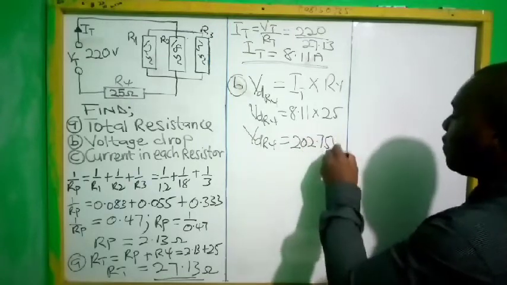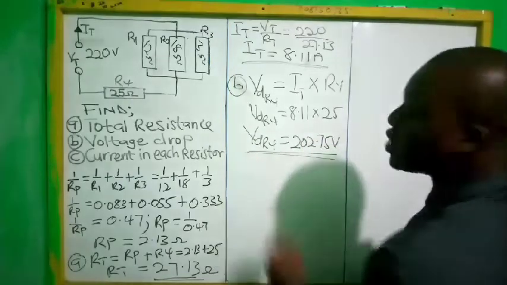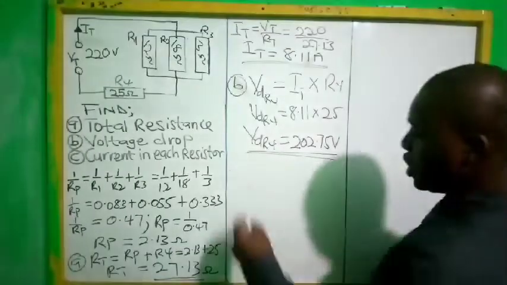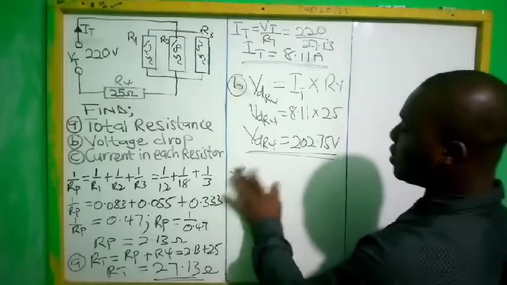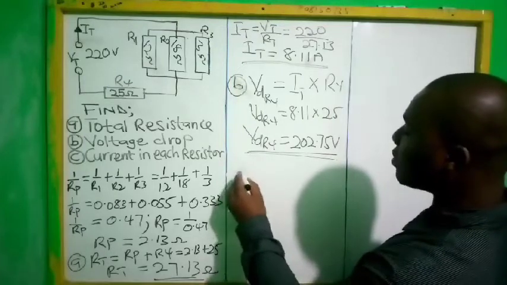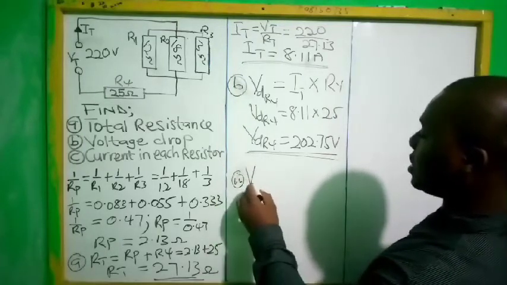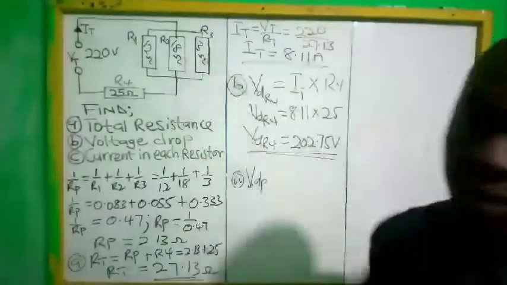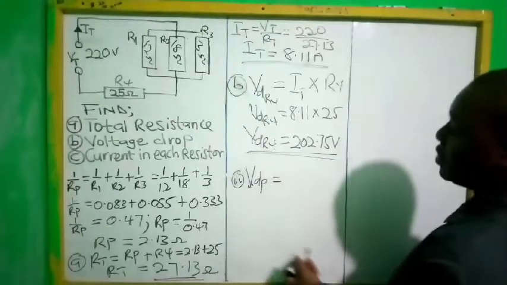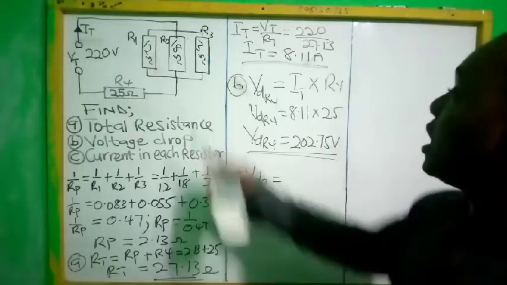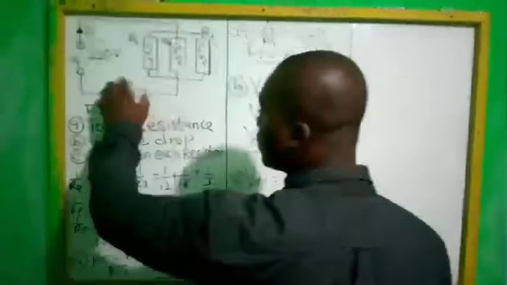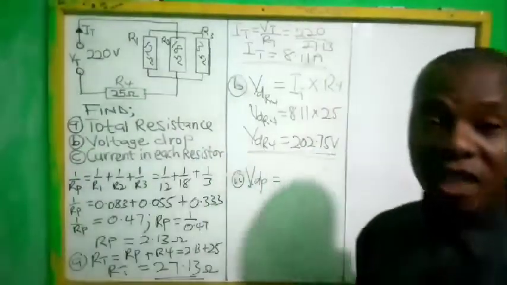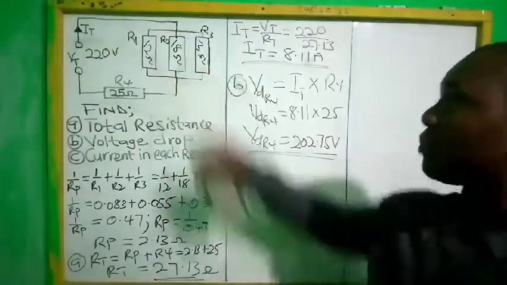202.75 volts. So this becomes the total voltage flowing, or the voltage drop flowing in R4. So let's see the voltage drop. So VP is the voltage drop in the parallel circuit. Let's put the P to represent the parallel circuit. It's equal to, this time in the parallel circuit, we subtract the voltage drop in R4 from the total voltage. Then we have the voltage drop in parallel.